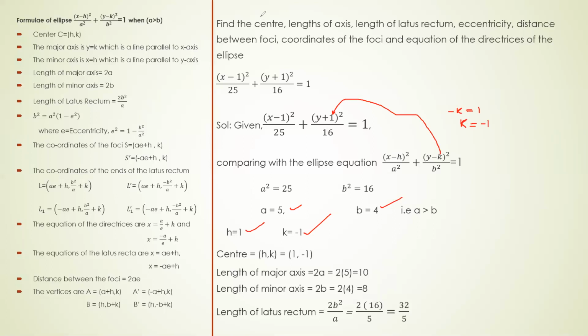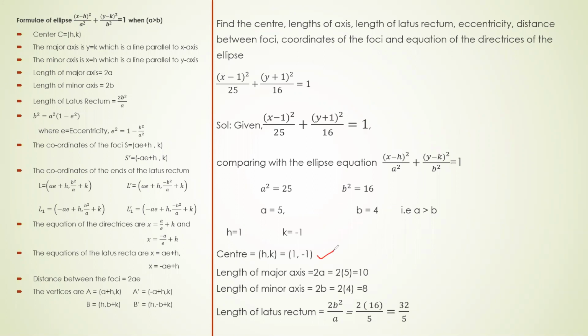So the first one is center of the ellipse. Center of the ellipse is given by h comma k. What is h value? h value is equal to 1 and k value is equal to minus 1. So what is the center? Center is (1, minus 1).